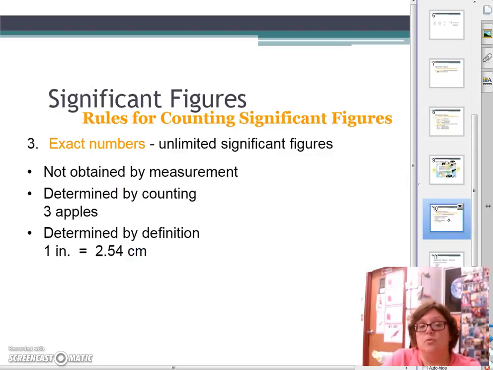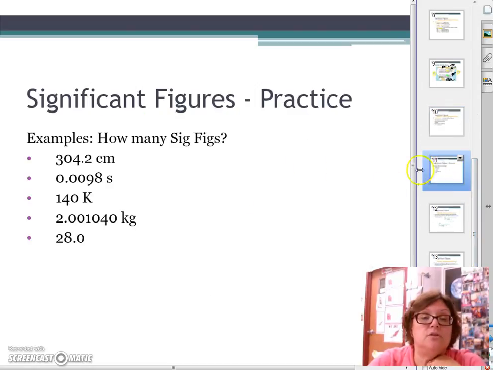Our last rule is about exact numbers. If you counted something, there's no estimation. If you have 3 apples, you have 3 apples. So, 3 apples is 3 apples. If you have something that's defined, 1 inch is equal to 2.54 centimeters. That's unlimited significant figures, 2.54. Even though there's 3 there, we don't let that define any of our math. Now, this rule is important when it comes to doing multiplication and division. Okay? The multiplication and division rules are simple.